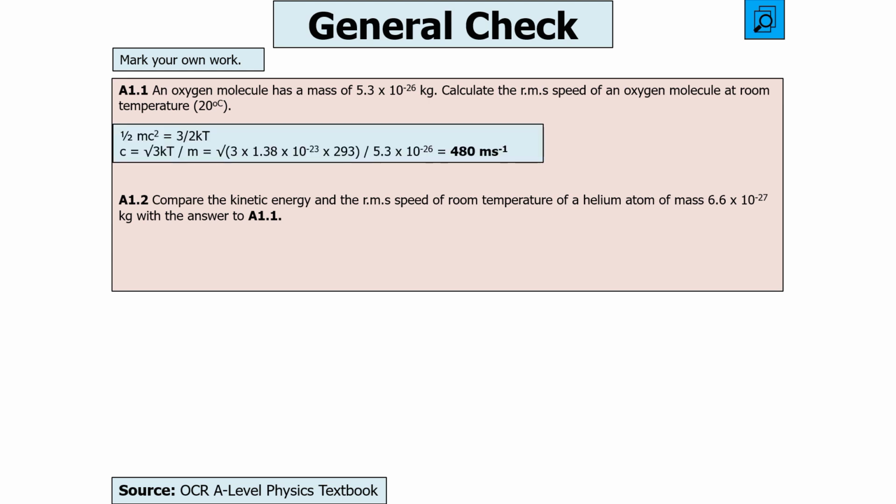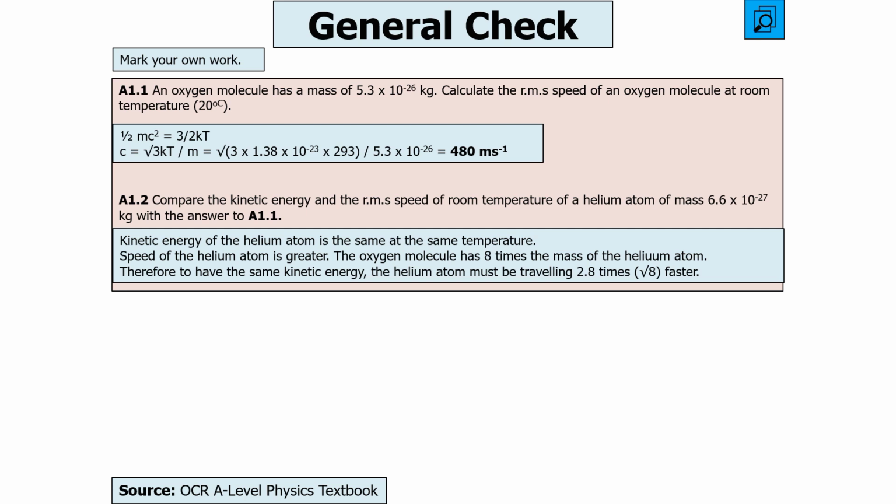Right, we can say a half mv squared, or half mc squared, is equal to 3 over 2 kT. Rearrange it, make the speed the subject, pop in all the values, change the temperature into Kelvin, so we get 480 meters per second. Now we should know that kinetic energy is 3 over 2 kT, so because they're at the same temperature, room temperature, they'll have the same kinetic energy, but the speed of the helium atom will be greater because the oxygen molecule has 8 times as much mass as the helium one does. So to have the same kinetic energy, the helium must be travelling at 2.8 times, or square root 8, faster, because of a half mv squared, so they link in like that.